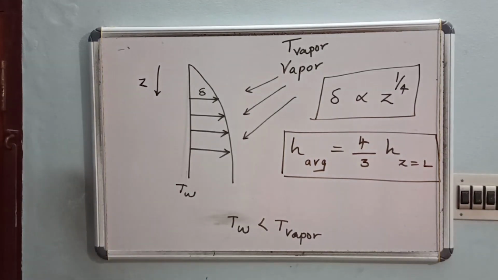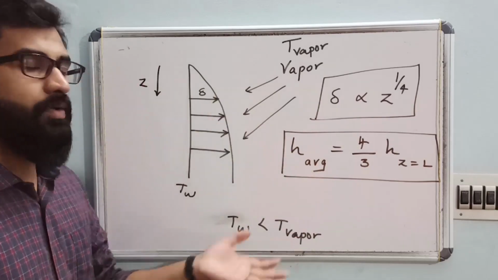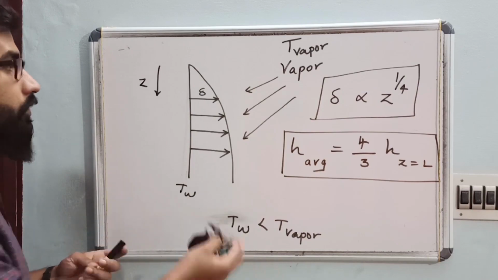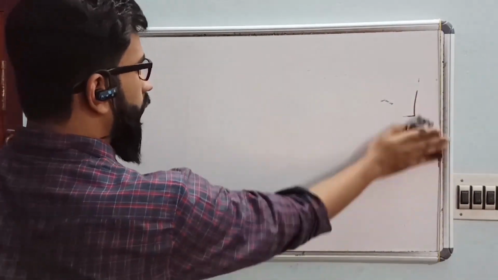Clear? So this is the only topic we have in condensation, that is laminar film-wise condensation on a vertical surface, right? So clearly you can remember this. Accordingly, they will be asking questions. So this is about what? Your boiling and condensation. Now once you finish boiling and condensation, you have what?